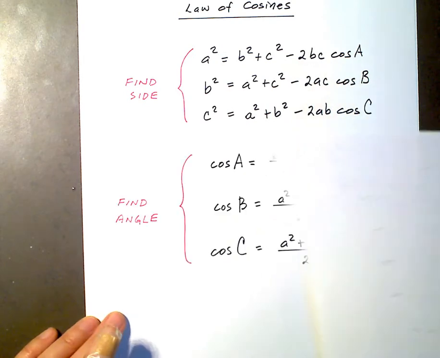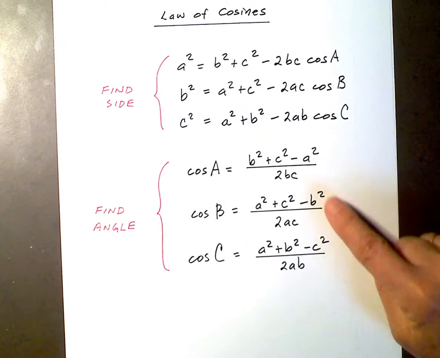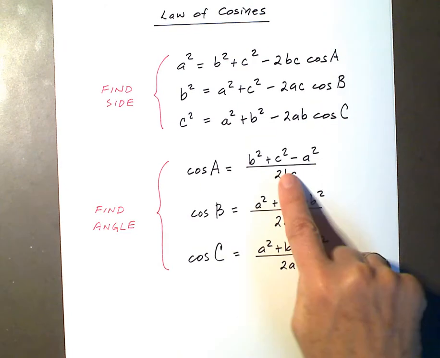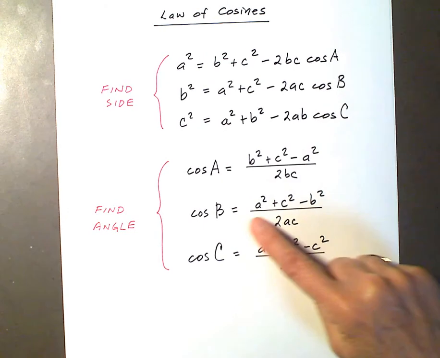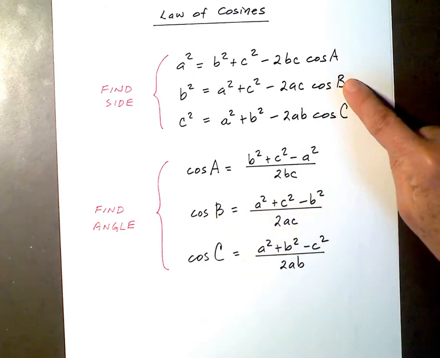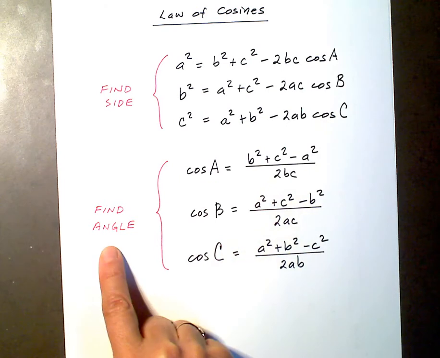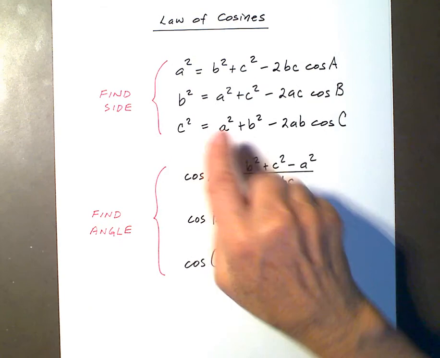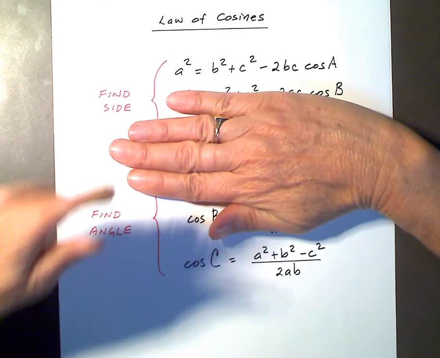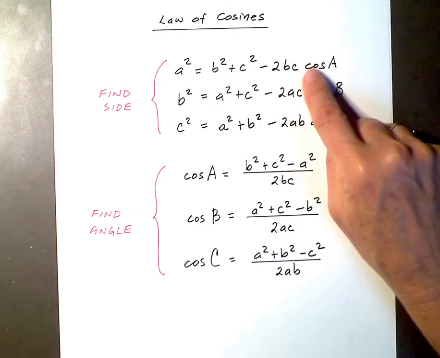And if you want to rearrange this, these can be rearranged to isolate the cosine of the angle. So if you were trying to find an angle and you knew side lengths, you could use one of these forms. This one here is just the top one rearranged and solved for cosine of A, and so on. This is the second one, and this is the third one, just in a different form to find angle. Although you don't need to use it like that, you can always just use the basic form up here and plug in everything you know, and find what's missing.